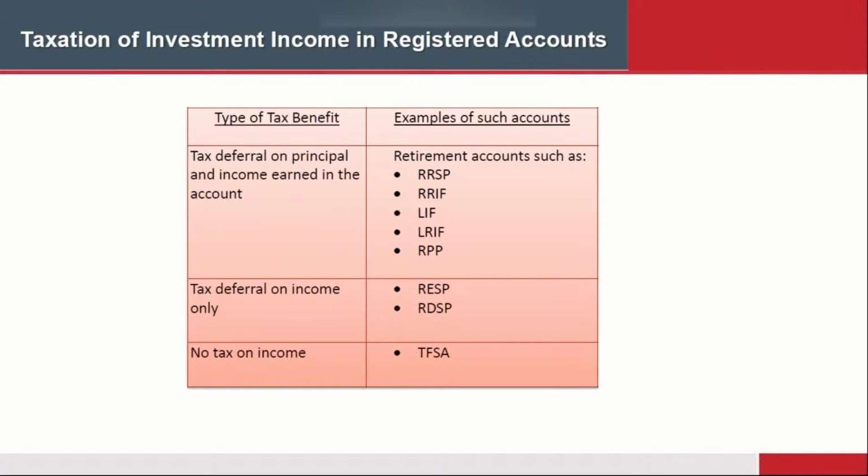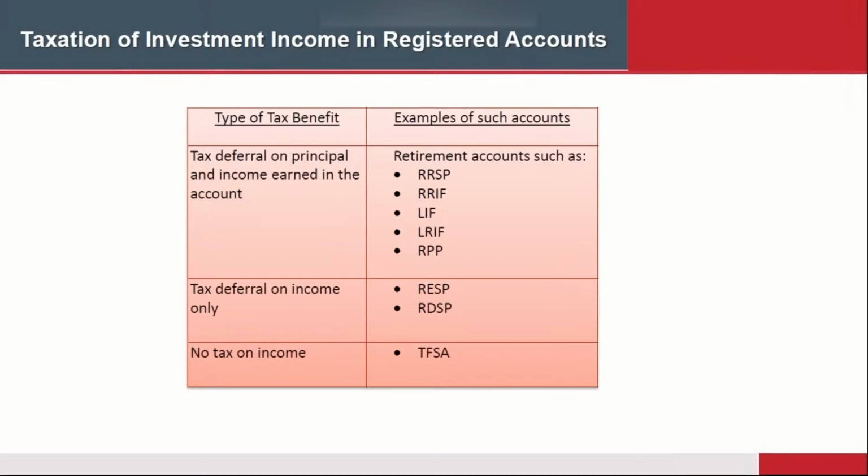So the type of tax benefit will basically be the tax deferral on the principal and the income earned in the account. In other words, that interest, dividends, or capital gain that normally in a non-registered account you would have to pay tax on right away, you can defer that tax all the way until you actually retire. At that point, then of course, you have to start paying your tax. So you're basically deferring your tax. You're not getting away from the tax, but you're deferring your tax.